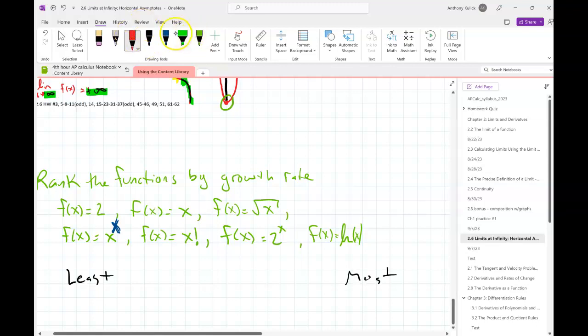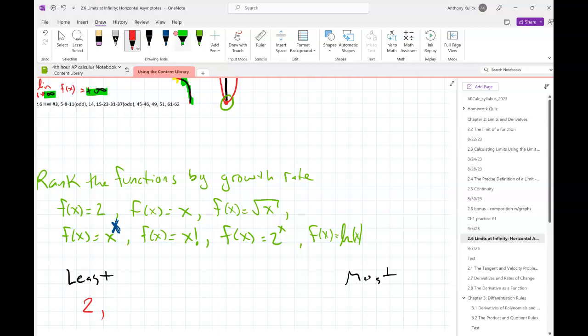Which one is the slowest? 2. Great. Why is that? Because it doesn't grow at all. It's just a flat horizontal line. The growth rate is ostensibly 0, right? Good. What should be next?